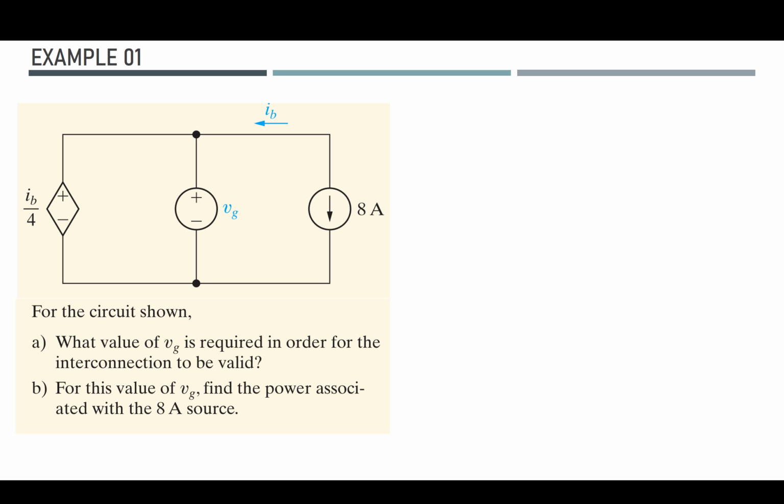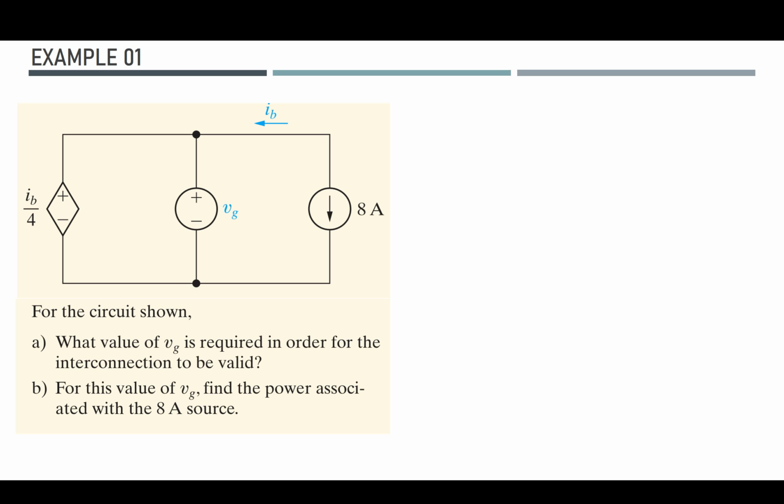We have a parallel connection of 2 voltage sources. Whether they are dependent or independent, we know that there are certain rules for parallel connection enforced by circuit theory. And in part B, for this value of Vg, find the power associated with the 8 amps source.